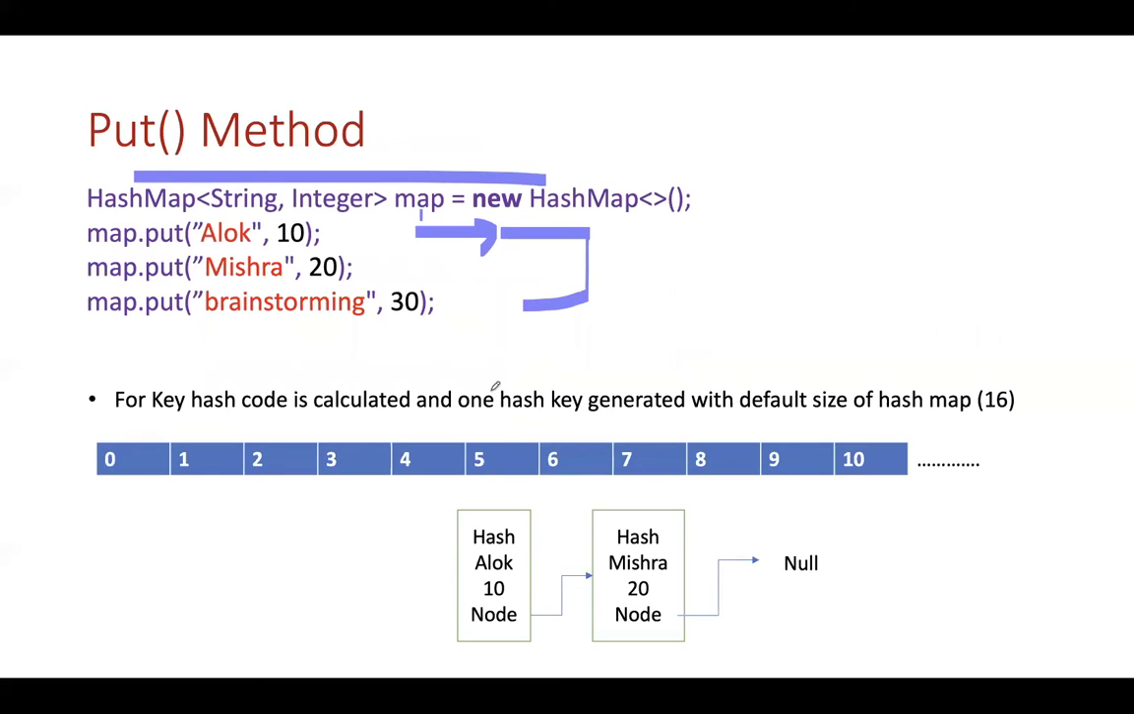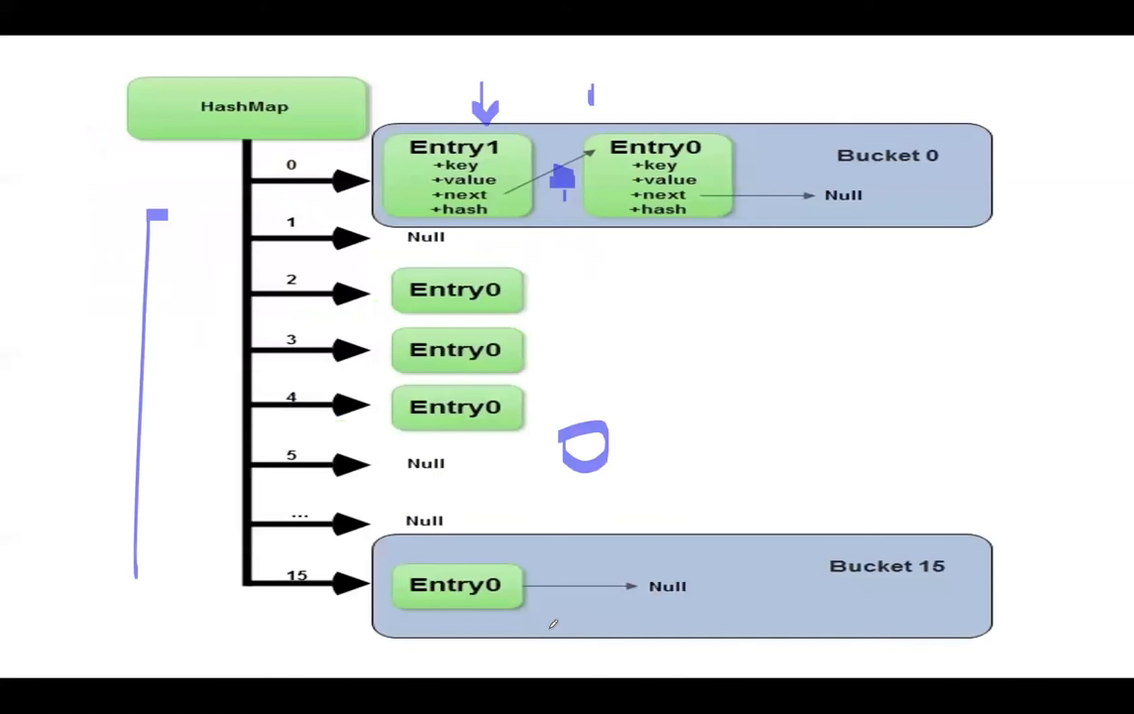So with the help of the equals method, this collision is resolved. It compares this key. If this key is equal, then it overrides the existing node with this node. Else, it links this node with the other node. So like this, linking happens.